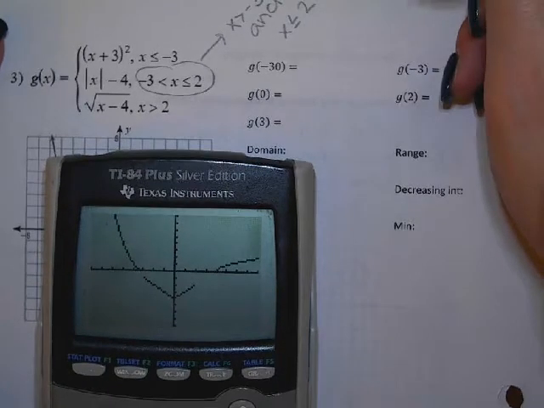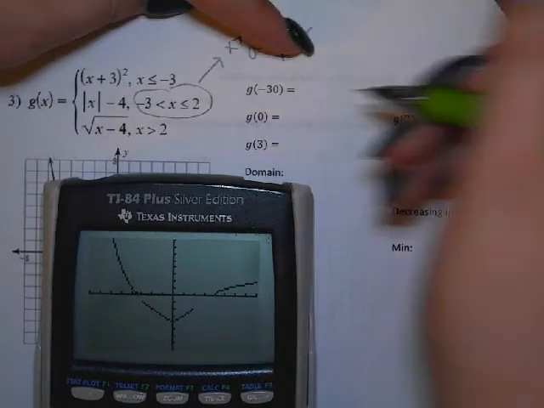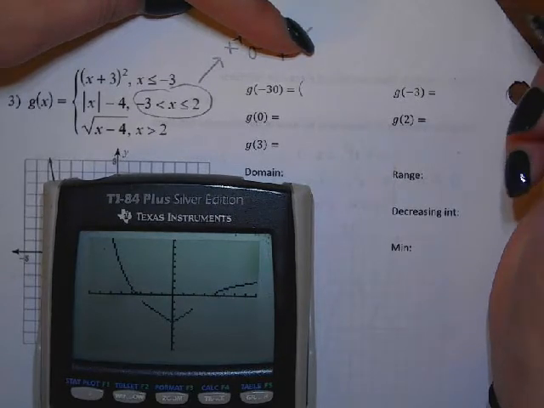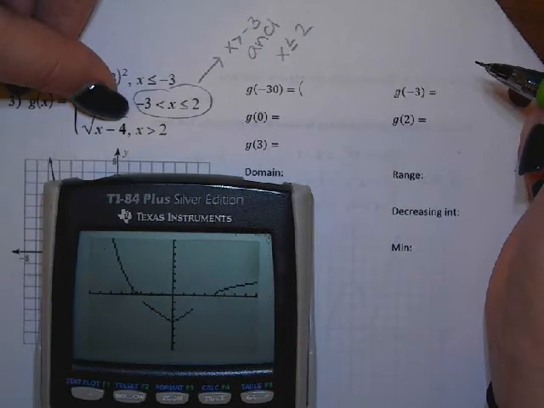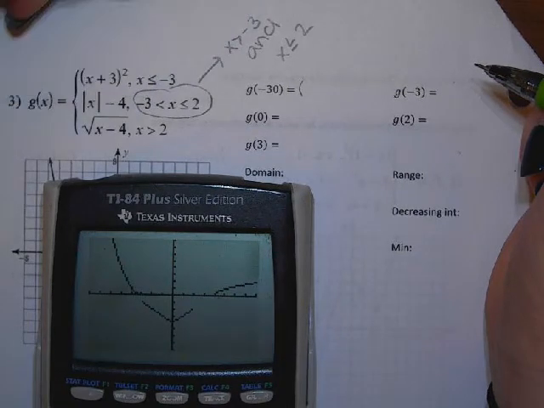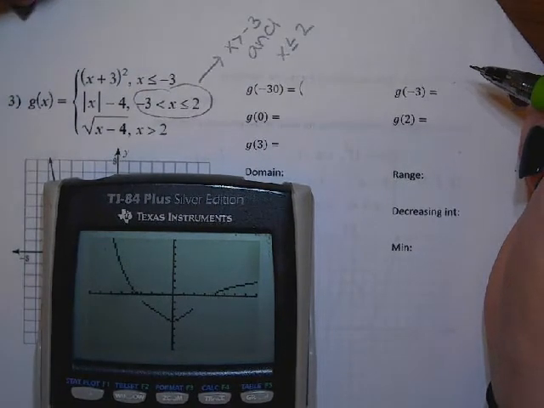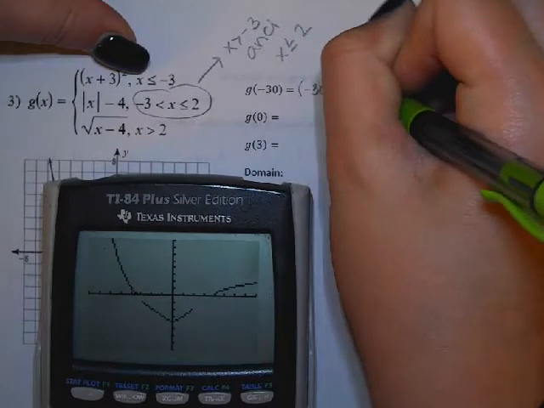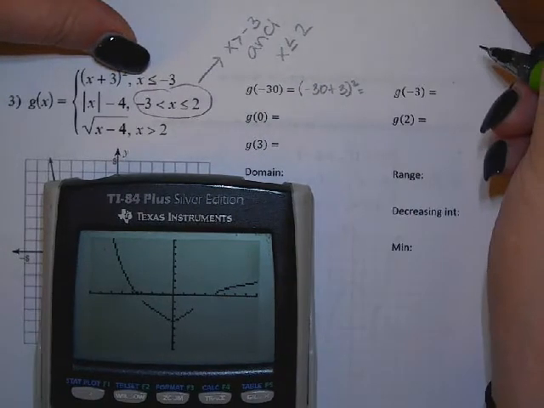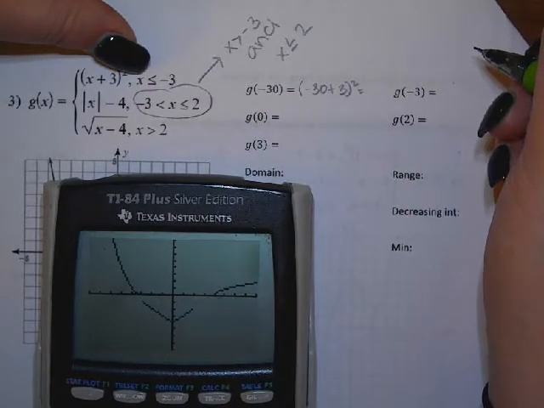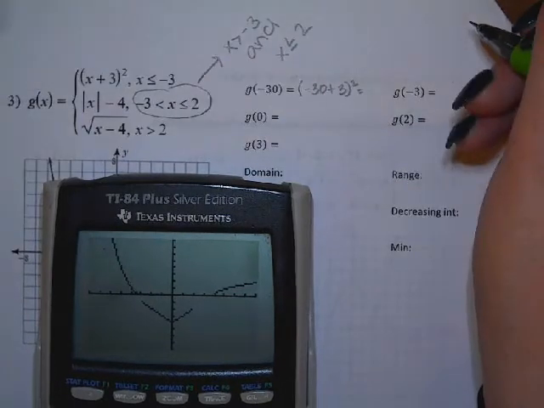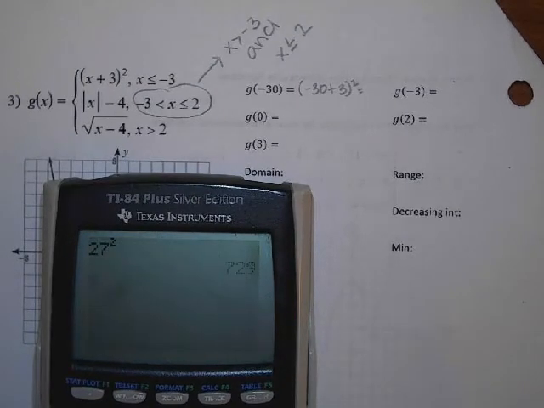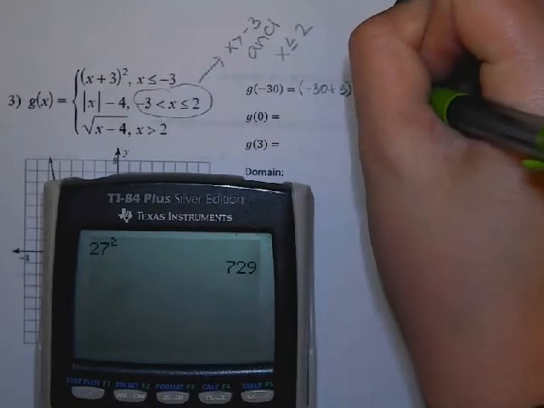All right, now let's go ahead and plug in negative 30. So which one am I plugging in negative 30 to? The bottom one? It's negative 30 though, so it's the top one. Okay, so we got negative 30 plus 3 squared. What is 27 squared? 27 squared is 729. Big number.